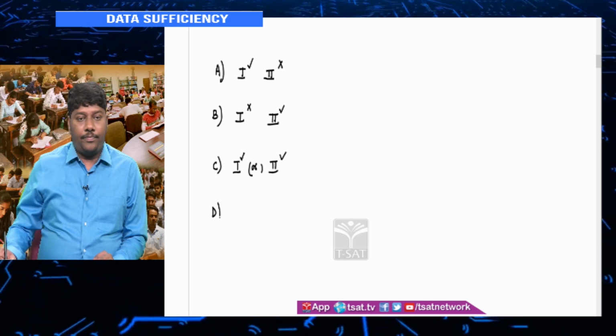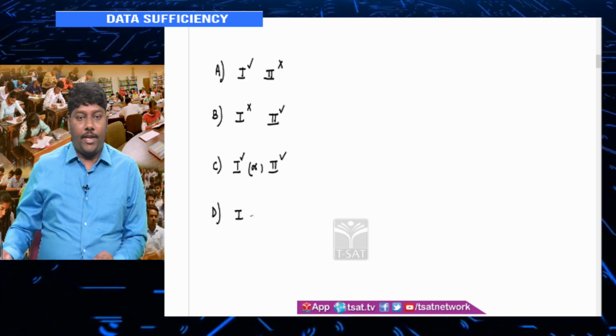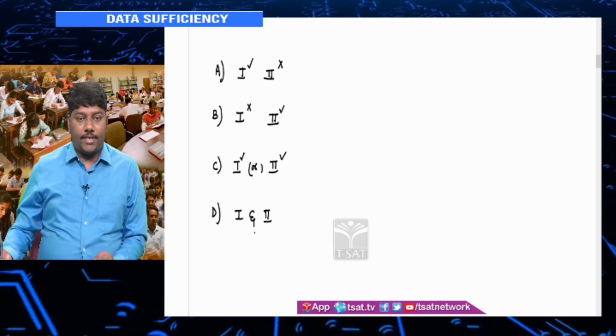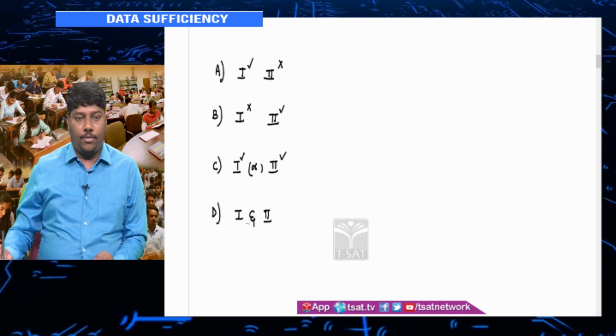We say D if 1 and 2 both are required to answer the question. It is not 'or', it is 'and', which means you need both. Individually it is not sufficient.